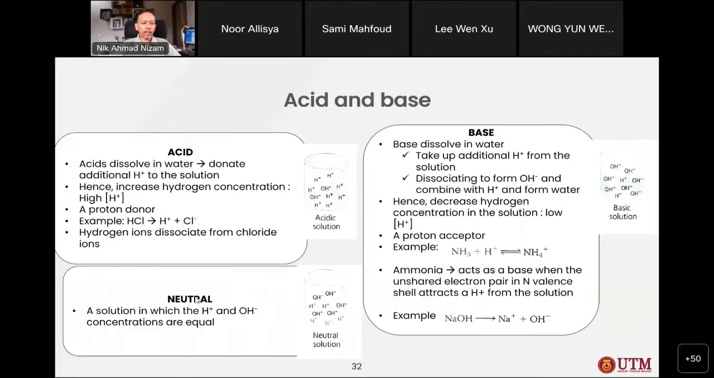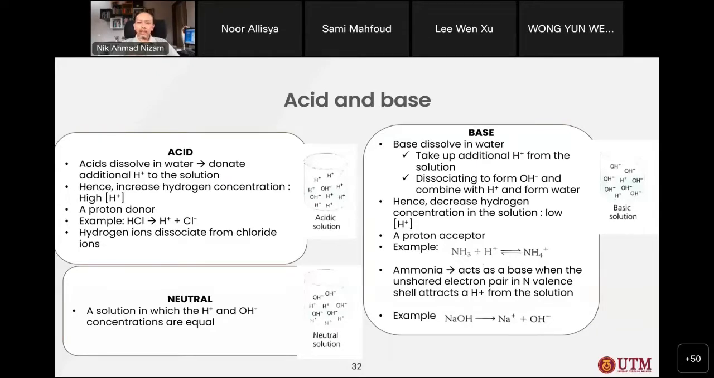One more thing, neutral. So what is neutral? Neutral is a solution in which the H+ and OH- concentrations are equal. Remember that in an acidic solution there will be a lot of H+, or proton. The example is hydrochloric acid. Hydrochloric acid in water will form H+ and chloride ion, so there will be a lot of H+.